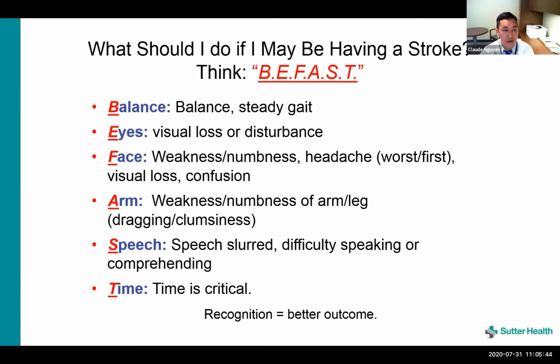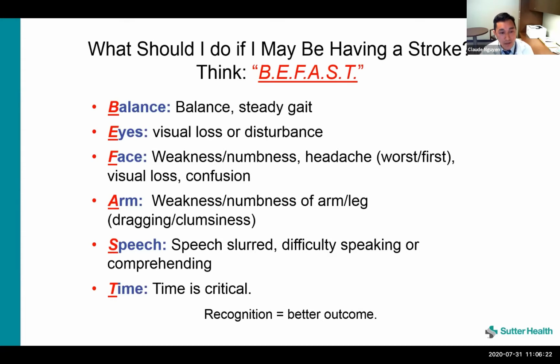B is for balance, difficulty with gait or walking, in other words, or any kind of difficulty with maintaining your balance. E is for eyes, meaning a disturbance of vision, a loss of part of the vision, or a total vision loss. F is for face, meaning weakness or numbness of part of the face. That also includes headache and confusion. So just think of it as anything to do with the face or the head.